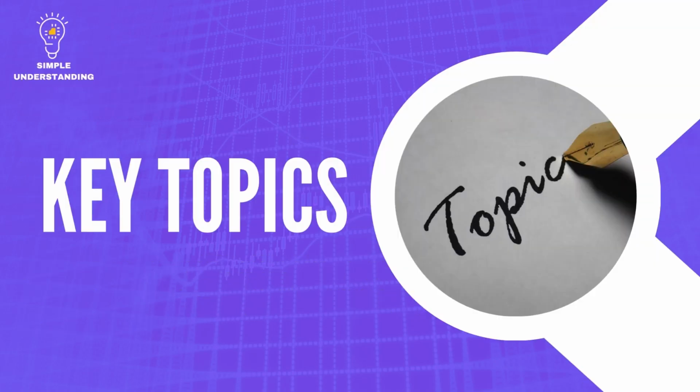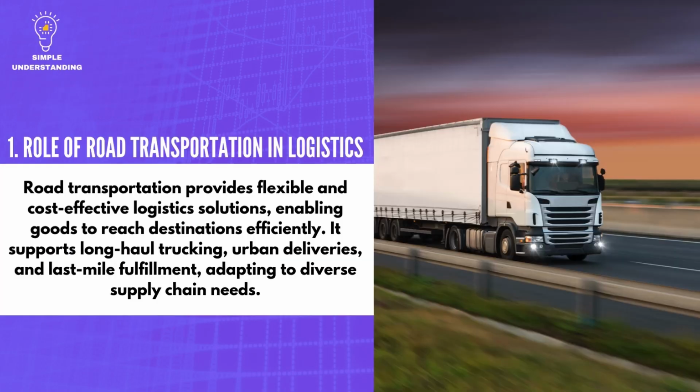Key topics. 1. Role of road transportation in logistics. Explanation. Road transportation provides flexible and cost-effective logistics solutions, enabling goods to reach destinations efficiently. It supports long-haul trucking, urban deliveries, and last-mile fulfillment, adapting to diverse supply chain needs.